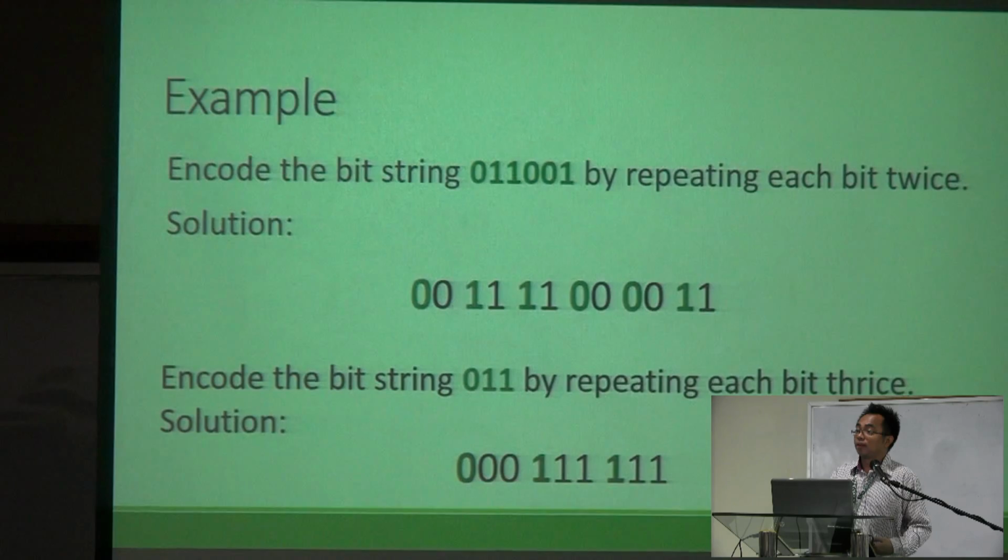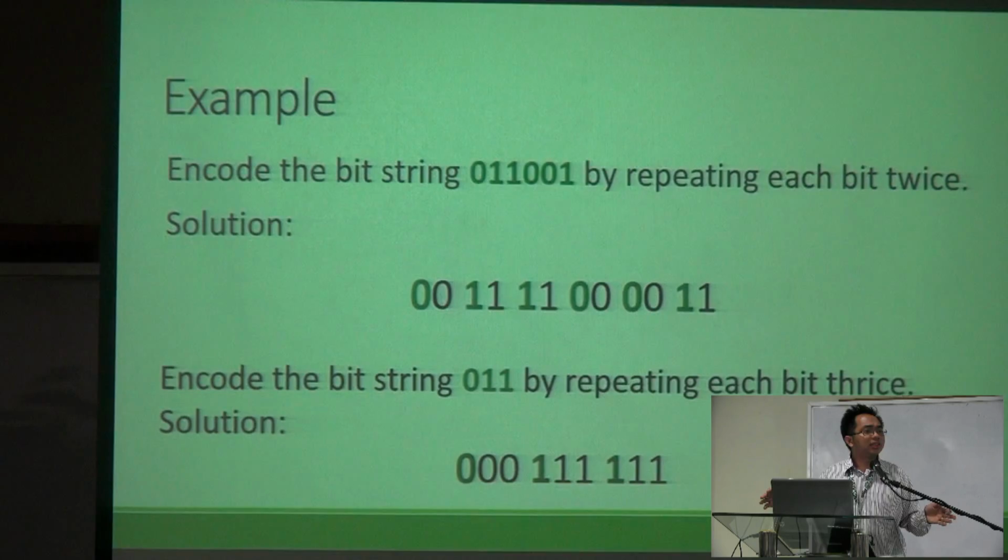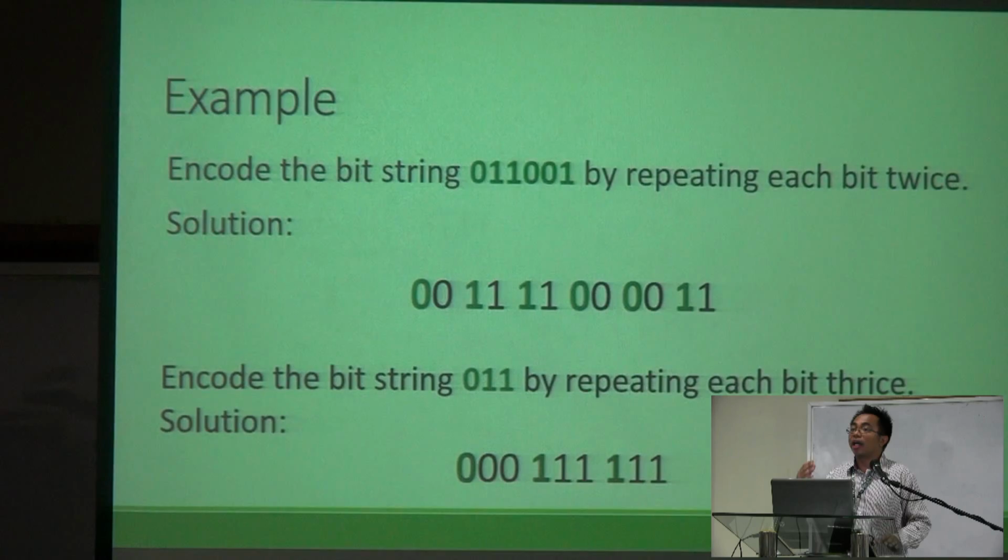But what's the catch? The message you're sending gets longer. It costs more. It will cost you either time, money, space, and storage, and so on. So it's okay that you can detect and correct many errors, but at what cost? So you need to have a balance of the two.